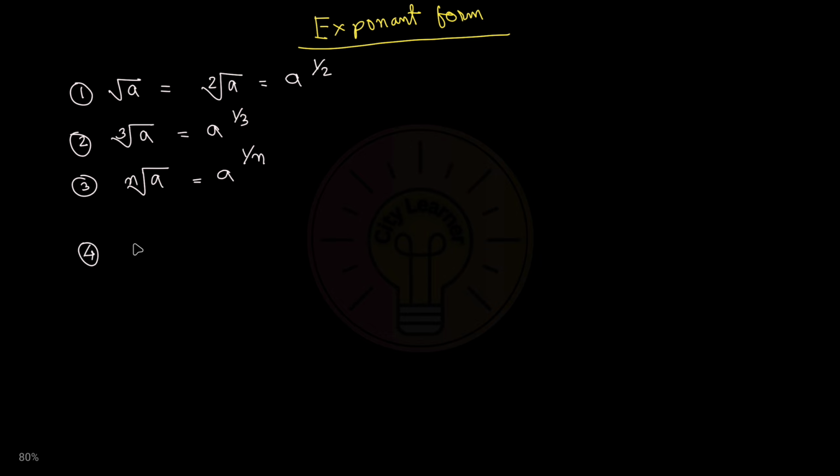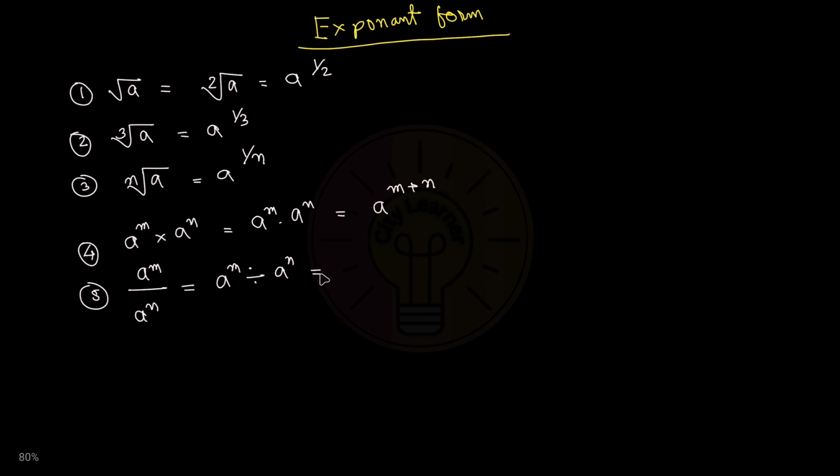a^m × a^n = a^(m+n). a^m / a^n = a^(m−n). (a^m)^n = a^(m×n).